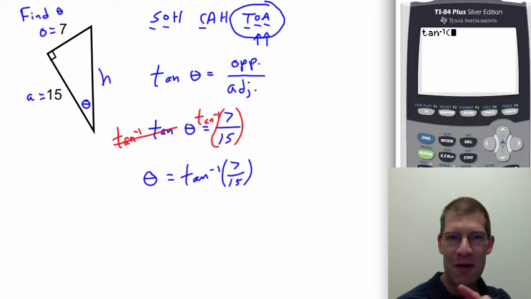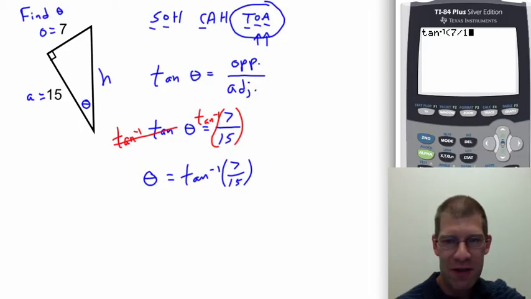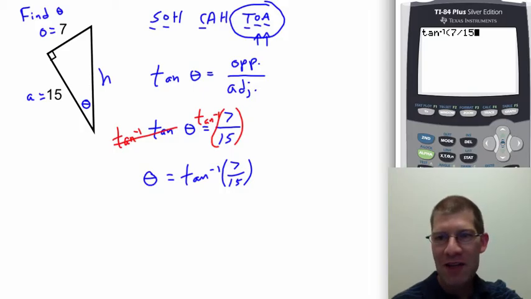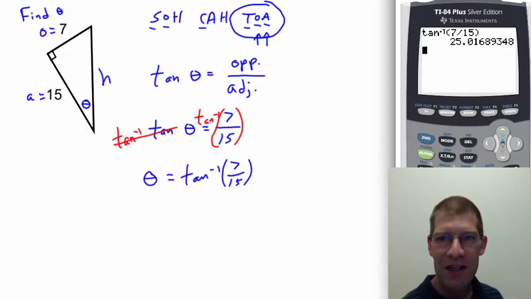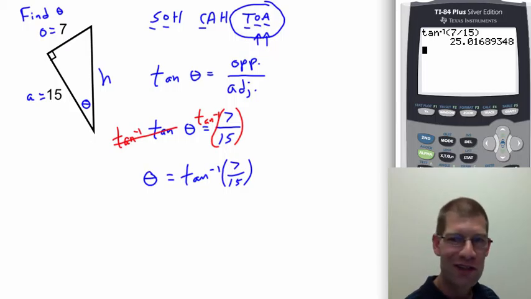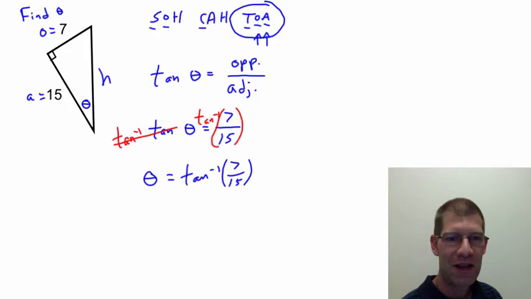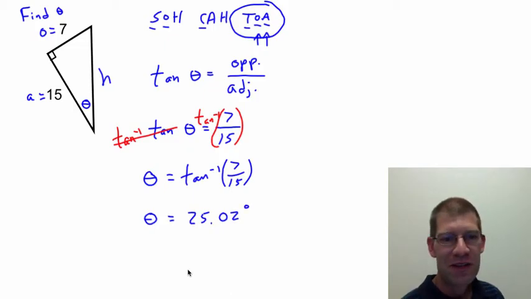I get the little tan with a -1 for inverse tangent. Type in 7 divided by 15. Don't have to end the parentheses because it's at the end of what you're typing in, but that tells me 25.02 degrees. So theta then is 25.02 degrees.